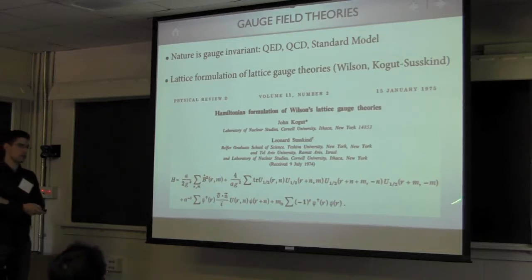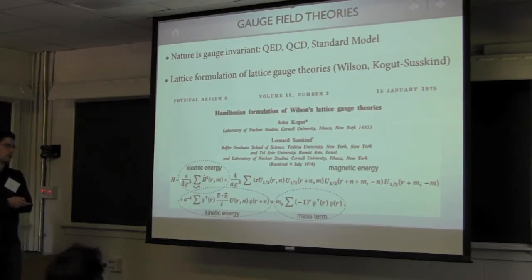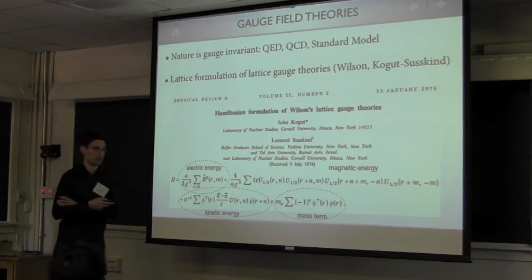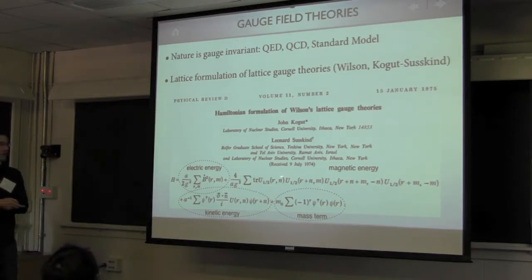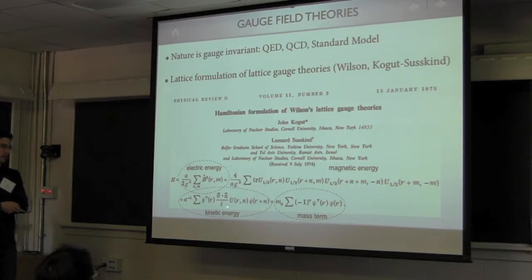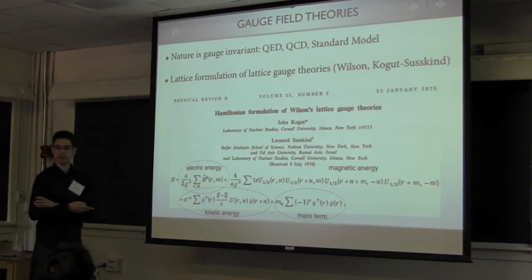This Hamiltonian looks sort of complicated, but it contains four terms. The first term is the electric energy of the system in the lattice. The second term corresponds to the magnetic energy of the system. Notice that this term only appears for two or more dimensions, and here I will focus on 1D, so I will not consider the magnetic energy term. Then there is a kinetic energy, which on the lattice looks like a tight binding term, and then there is the mass term. So let me explain how these three terms arise in a gauge invariant fashion.